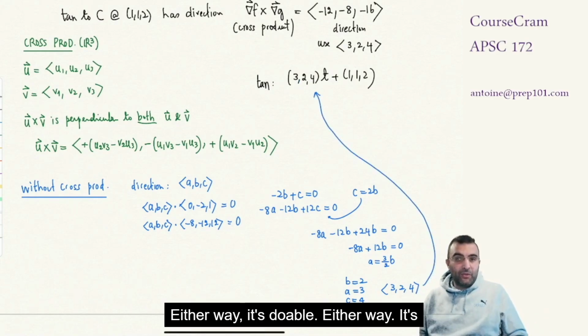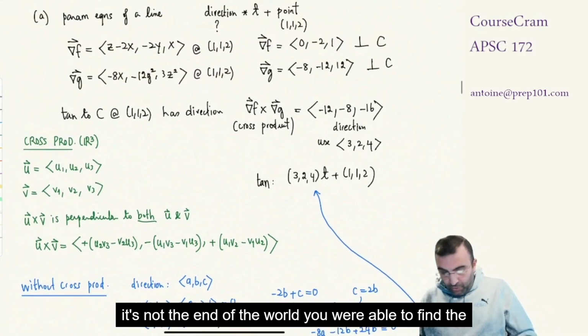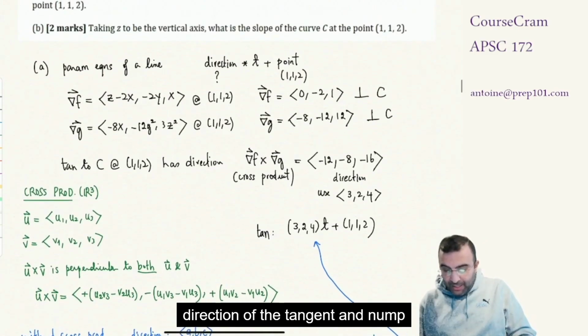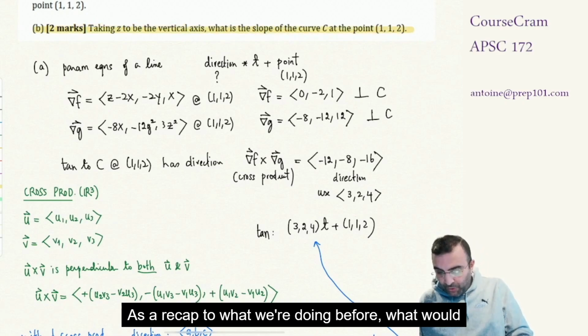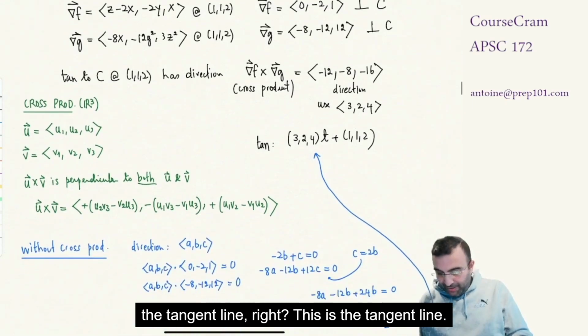Either way, it's doable. Either way, it's not the end of the world. You were able to find the direction of the tangent. And now, as a recap to what we're doing before, what would be the slope of the curve? So this is the tangent line.